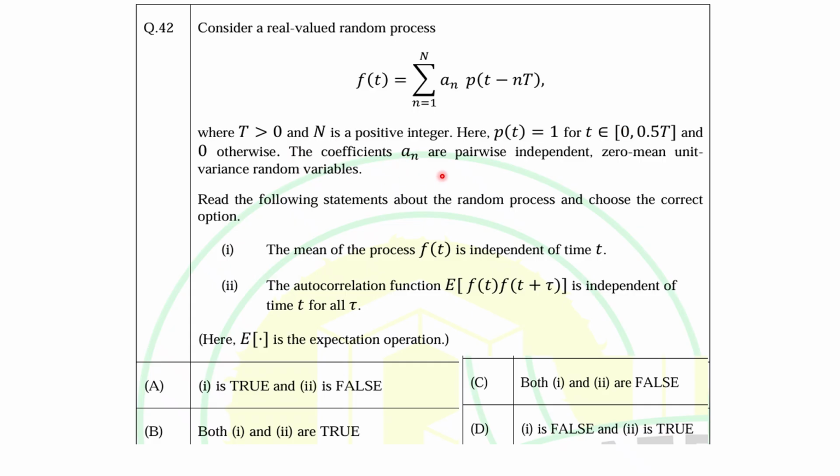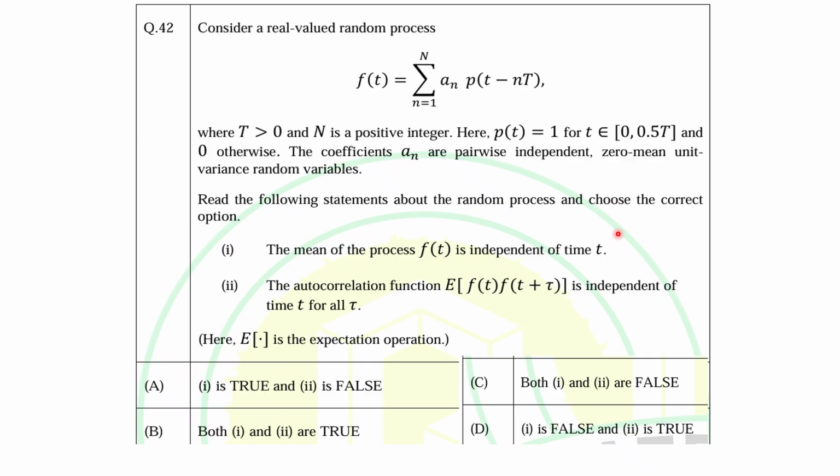The coefficients a_n are pairwise independent, and now we are talking about a_n. So that's all about p(t) given in the question. What is a_n? a_n is the coefficient that is pairwise independent, with zero mean and unit variance. So a_n is a zero mean, unit variance random variable. Zero mean is already given. Now, what is the question?